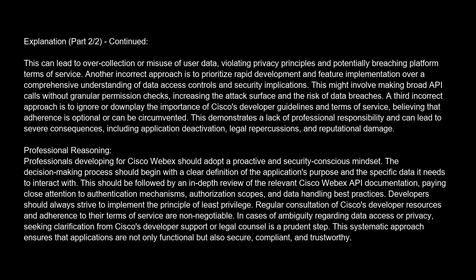Another incorrect approach is to prioritize rapid development and feature implementation over a comprehensive understanding of data access controls and security implications. This might involve making broad API calls without granular permission checks, increasing the attack surface and the risk of data breaches. A third incorrect approach is to ignore or downplay the importance of Cisco's developer guidelines and terms of service, believing that adherence is optional or can be circumvented. This demonstrates a lack of professional responsibility and can lead to severe consequences, including application deactivation, legal repercussions, and reputational damage.